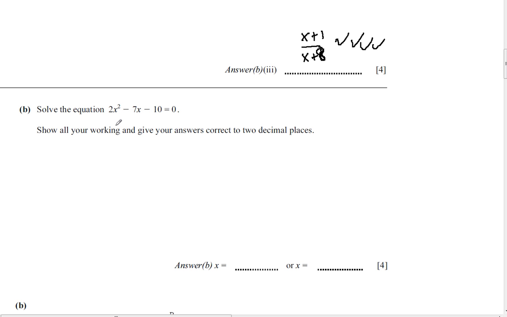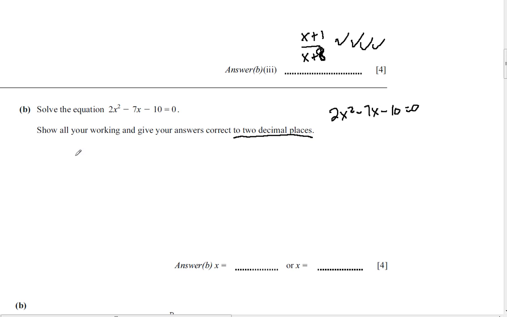Okay, next question, number B. 2x squared minus 7x minus 10 is equal to 0. We're going to solve the equation, show all your working, and give your answers correct to 2 decimal places. There's the hint.